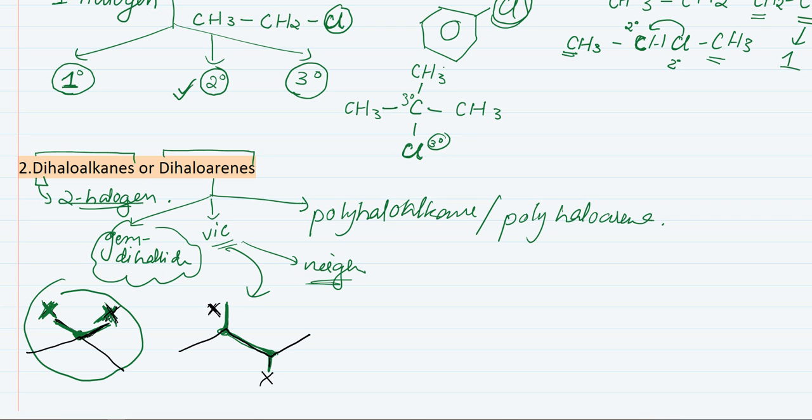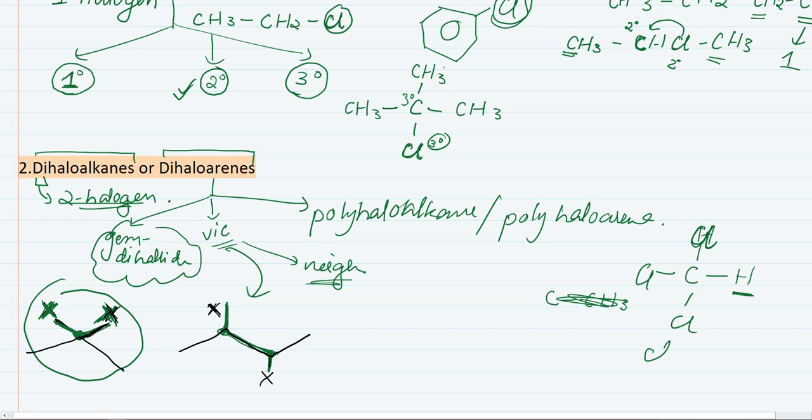If you have more than two halogen atoms, then we will say that it is your polyhaloalkane or your polyhaloarene. I'll give you one more example of this. For example, if you have your carbon atom which is attached to 1, 2 and one hydrogen atom and 3 chlorine atoms, you will say that this is your chloroform, and this is an example of your polyhaloalkane.